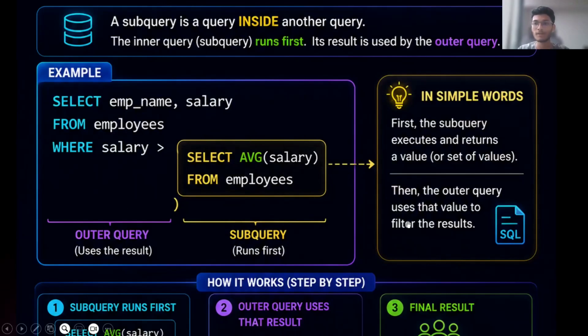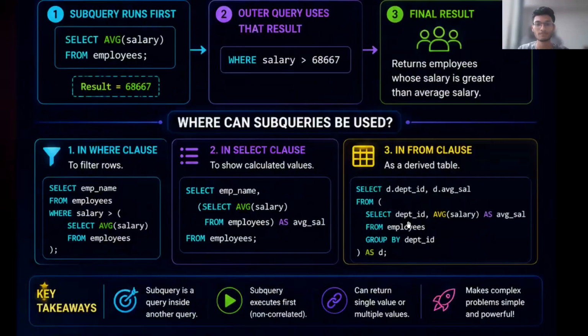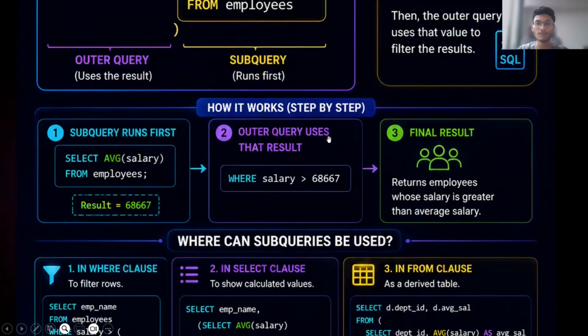I hope you understood the step-by-step working of how a simple basic subquery executes. Let's say this inner query gives us the result 68667. Now this value will be used by the outer query while filtering, where salary is greater than 68667. So this filtering will take place and only those employees will be displayed whose salary is greater than the average salary.